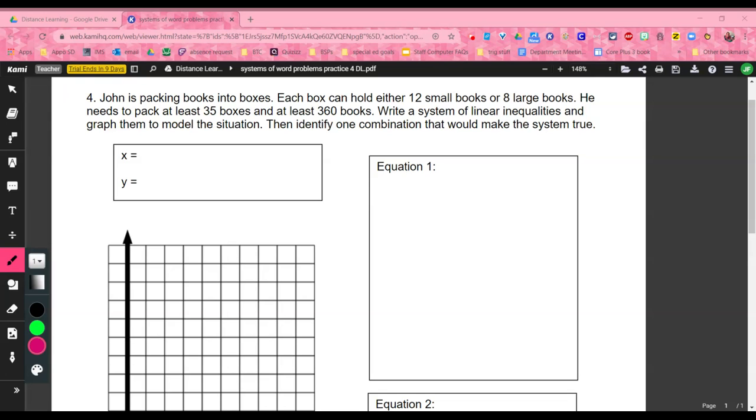I need to now go through and figure out what x and y stand for. Remember that these are variables, so they have to stand for something in the word problem. So in the context of this problem, what is x and what is y? When I read this sentence again, I see it says that each box can hold either 12 small books or 8 large books. So I see something about boxes, something about small books, and something about large books. Boxes are what I'm trying to fill, but I'm going to fill them with small books and large books.